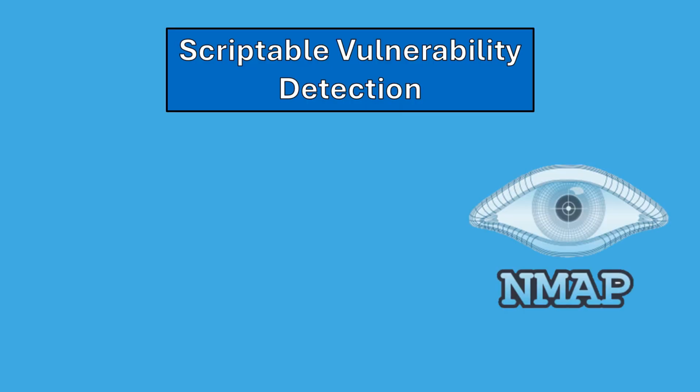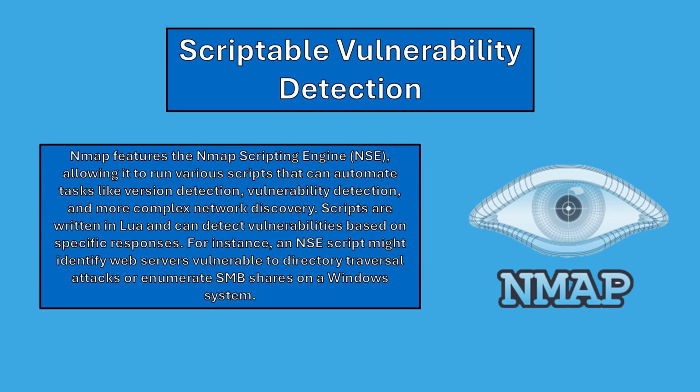Next is NMAP scriptable vulnerability detection. NMAP features the NMAP scripting engine, or NSE, allowing it to run various scripts that can automate tasks like version detection, vulnerability detection, and more complex network discovery. Scripts are written in Lua and can detect vulnerabilities based on specific responses. For instance, an NSE script might identify web servers vulnerable to directory traversal attacks or enumerate SMB shares on a Windows system.